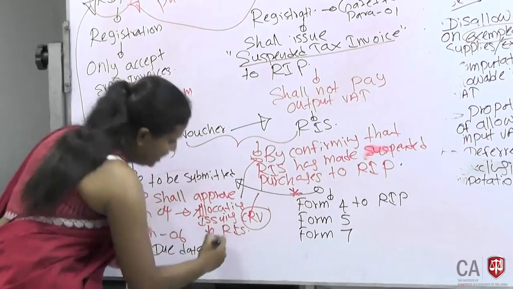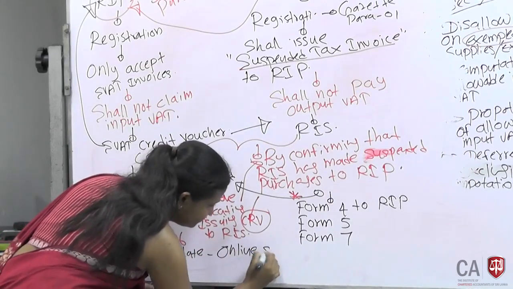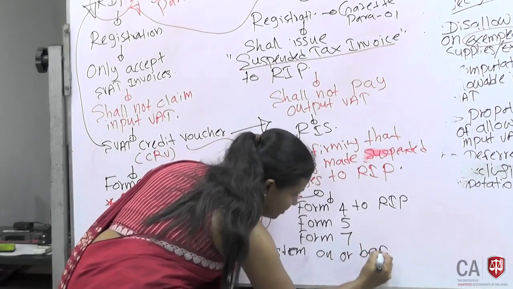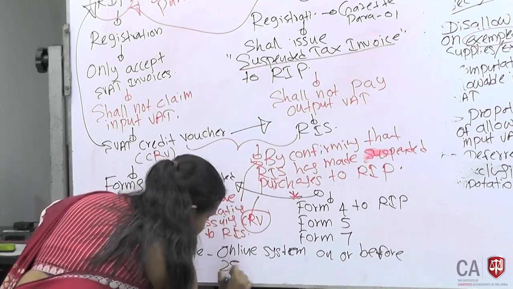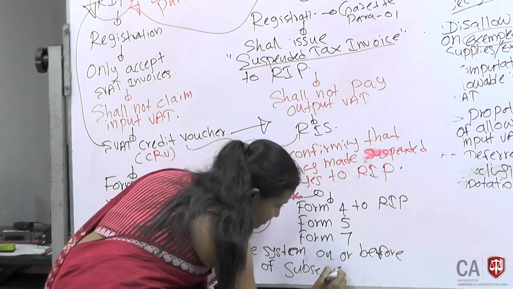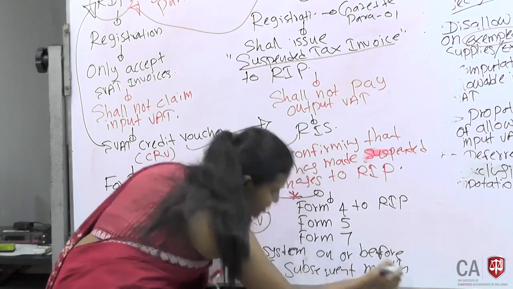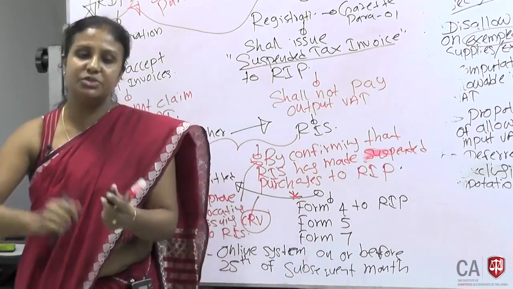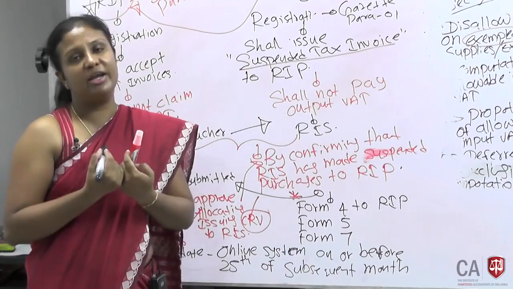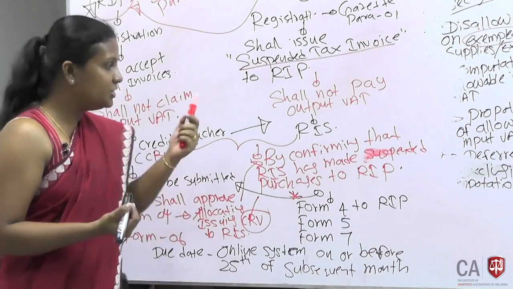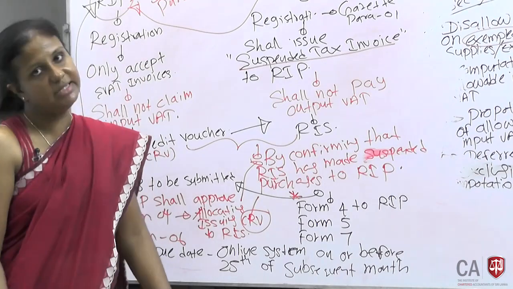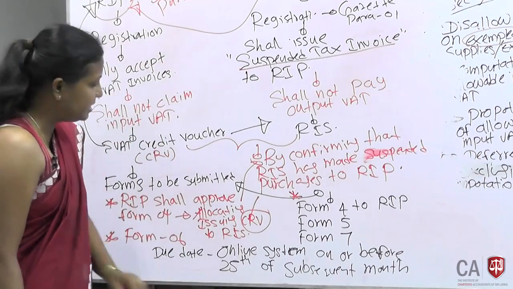due date for both of them in the online system? On or before the 25th of the subsequent month. This should go month by month. If you have seen, even this question is on a monthly basis. If we are now in July 2020, for July 2020 these forms shall be submitted in the online system on or before 25th August 2020. Now, this is the biggest picture.